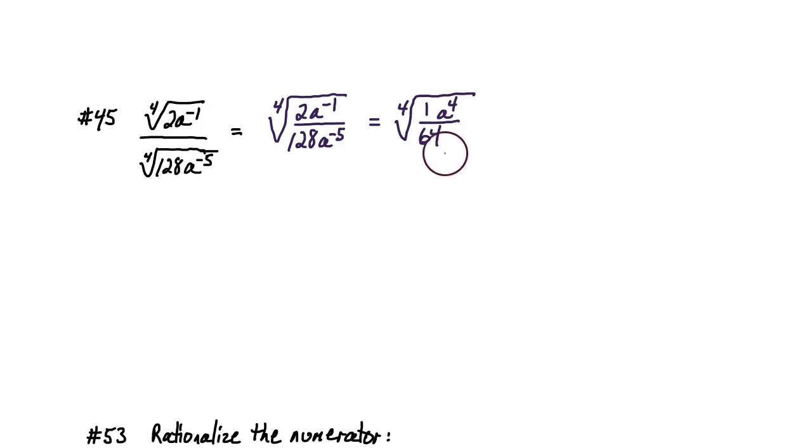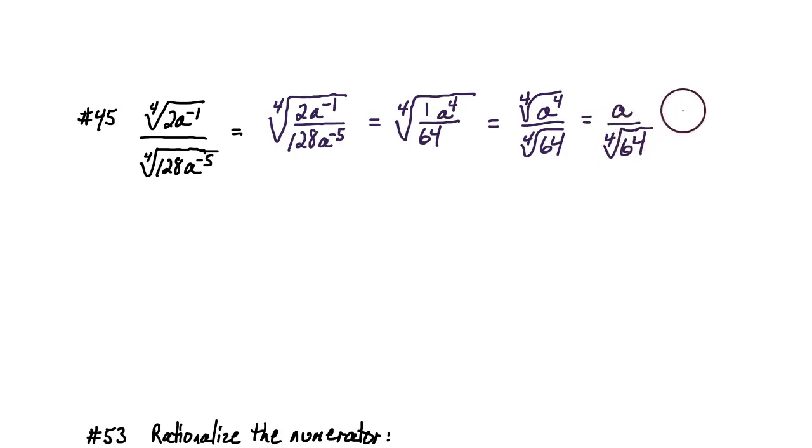At this point, it might be interesting to know if 64 has a perfect fourth root. I'm going to type 64 to the 1/4 power on my calculator to find out. Nope, it's a decimal. So next up, let's separate top and bottom. And at this point, it's worth noticing that the fourth root of a to the fourth is just a.